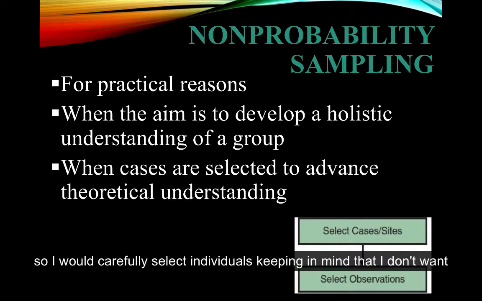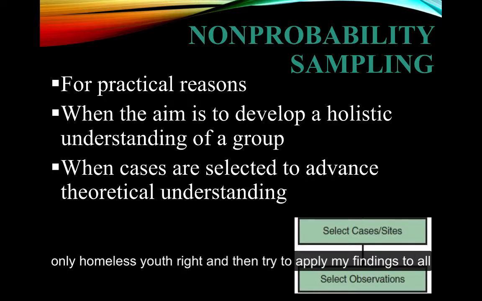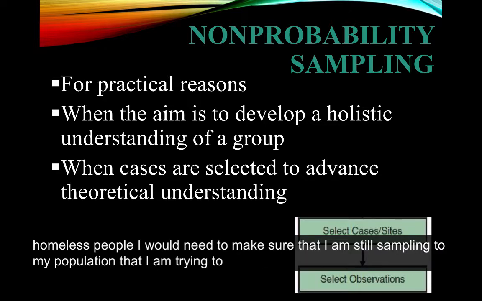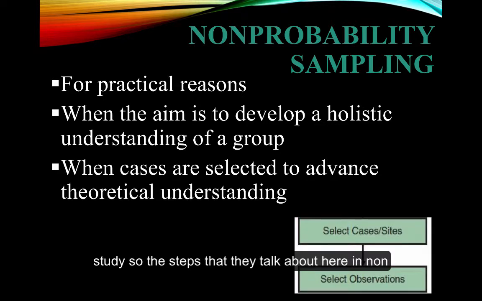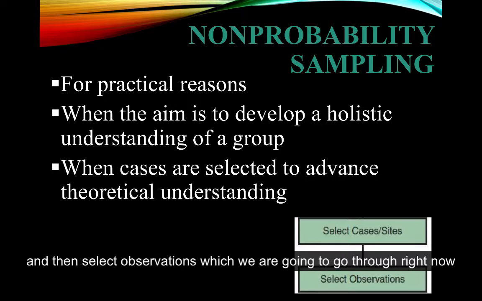So I would carefully select individuals, keeping in mind that I do not want to only interview a select group that may skew this, like only homeless youth, right? And then try and apply my findings to all homeless people. I would need to make sure I'm still sampling to the population that I'm trying to study. So the steps that they talk about here in non-probability sampling is just that you need to select cases or sites and then select observations, which we're going to go through right now.